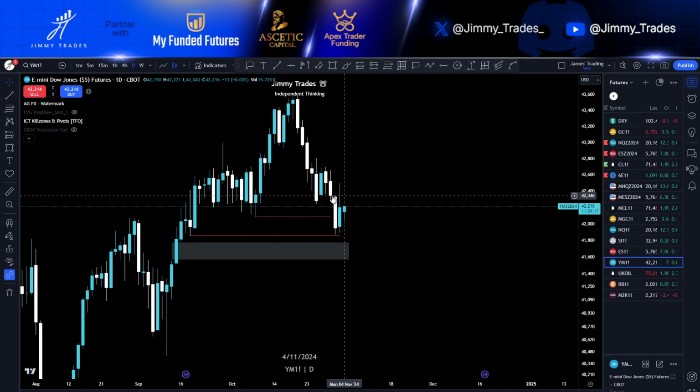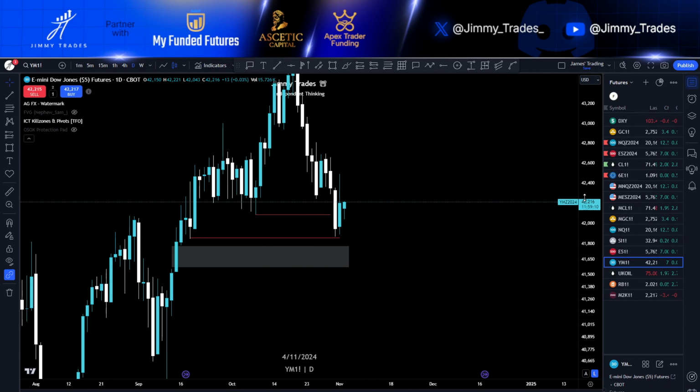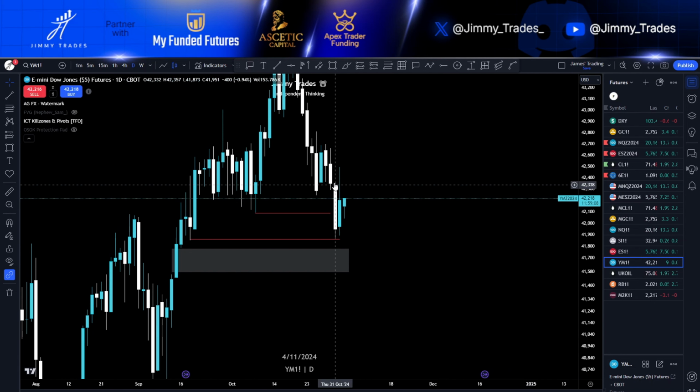So there is a very slight bearish FVG here. It's very tiny, but price has reacted there, right in here. Okay, it is very tiny, but price has reacted.